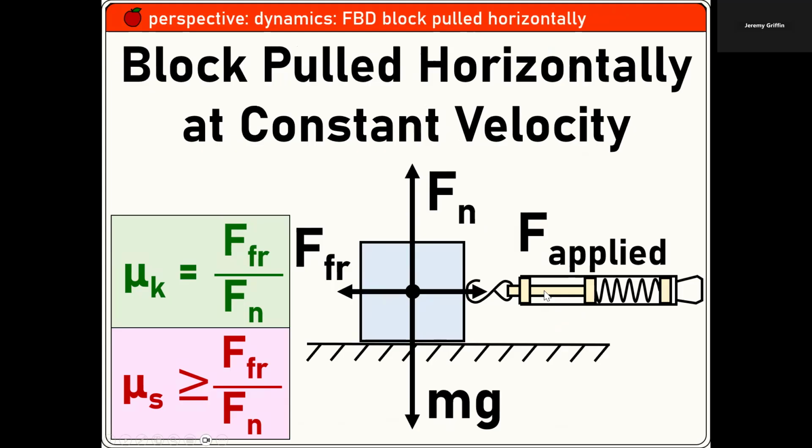I'll have you do this; it will be part of a bigger lab one day. So what if you have a block and you pull the block at constant velocity across the table surface? You see, just like that setup. If the velocity is constant, what is the acceleration equal to?